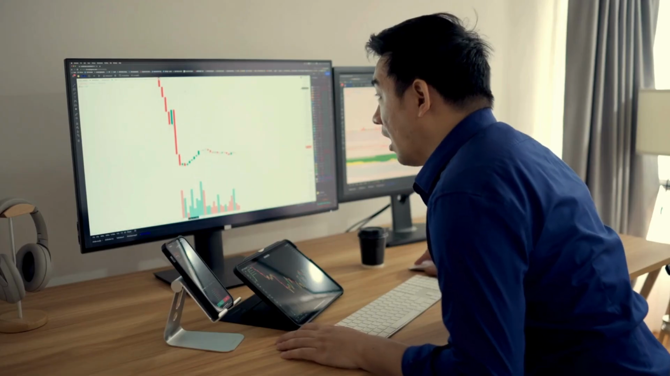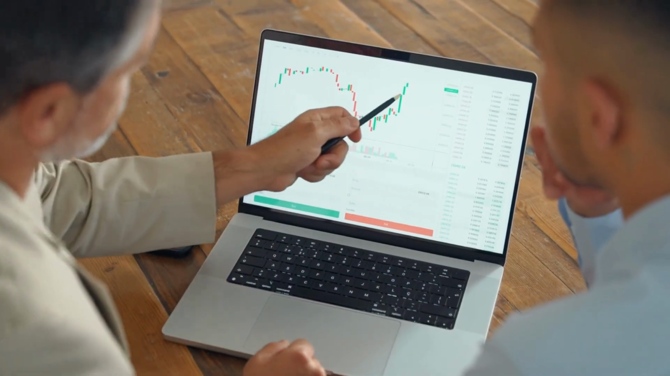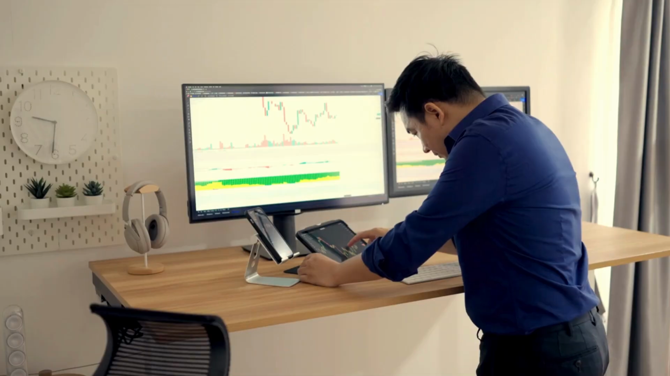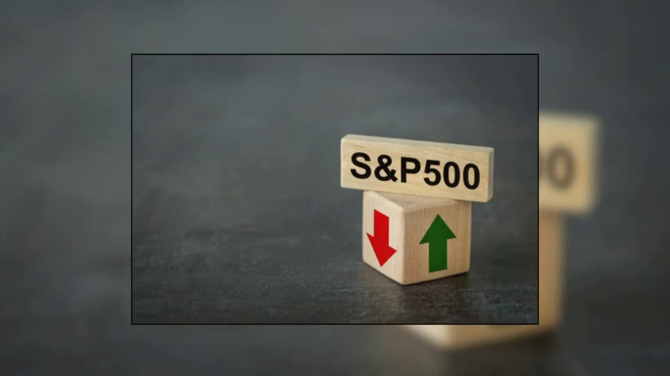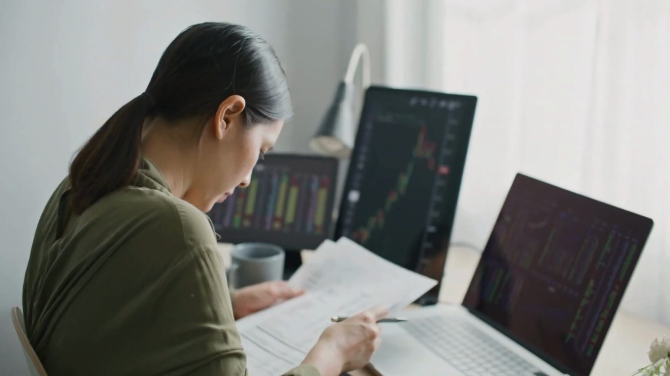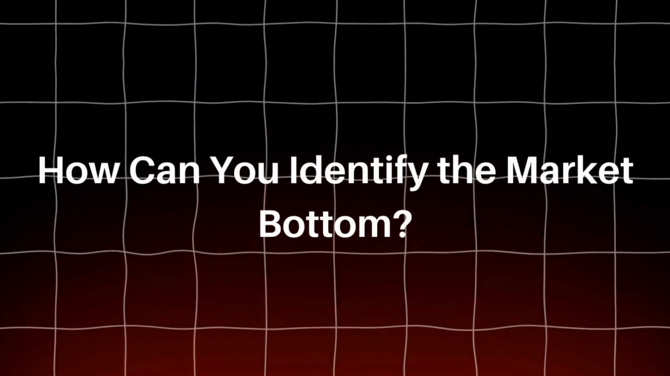After a significant market drop, some of the strongest recoveries often follow. Historically, investors who bought at the market's low points have achieved above-average returns in the following years. For example, in the 3 years following the 2009 market low, the S&P 500 delivered an average annual return of over 20%. How can you identify the market bottom?